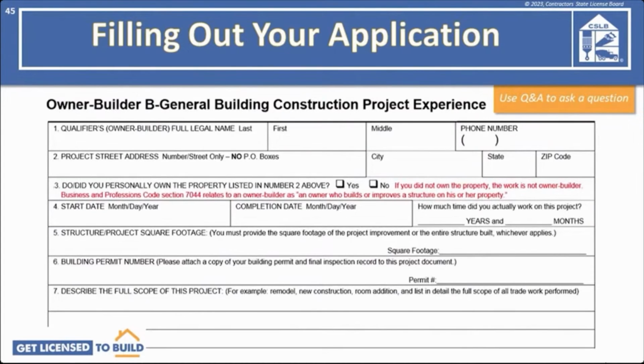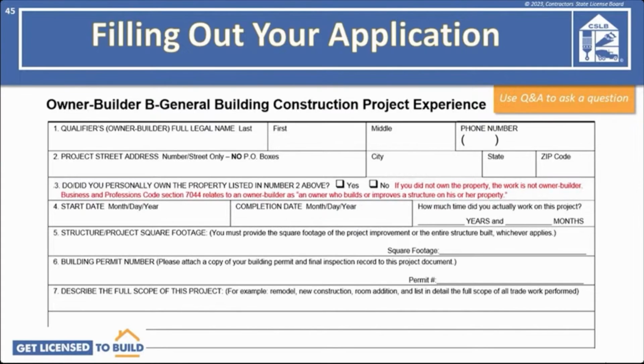Parts of the application, Owner Builder B General Building Construction Project Experience, Part 1 of 3. The next form we will discuss is the Owner Builder B General Building Construction Project Experience form. This form only needs to be completed if you're applying for a B General Construction license and you want to receive experience credit for working on projects on your own property. A separate form is required for each project.